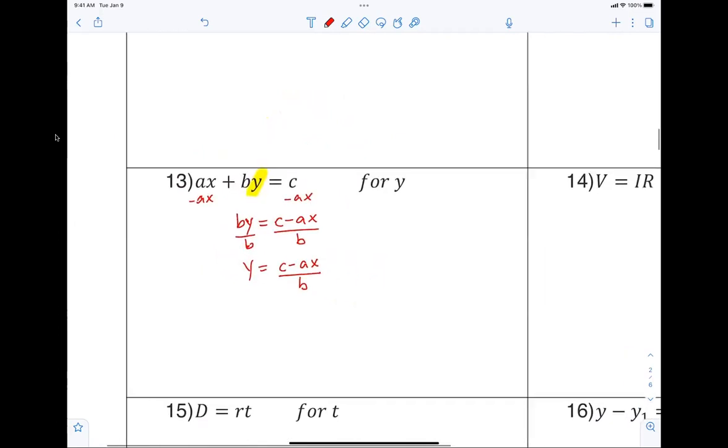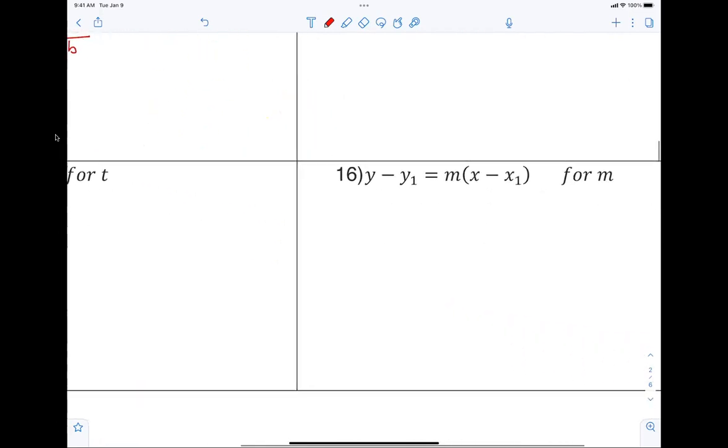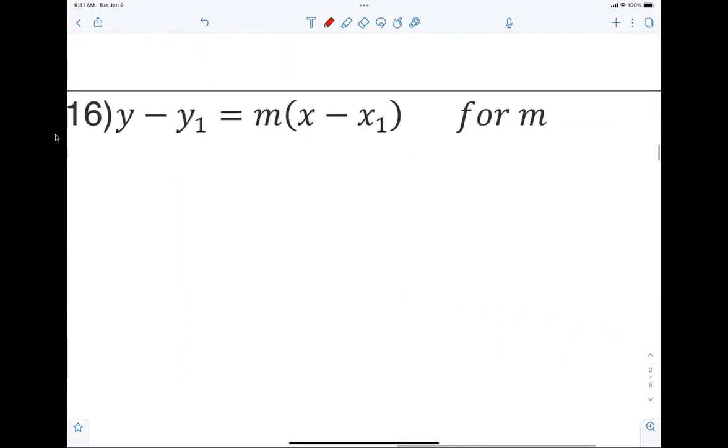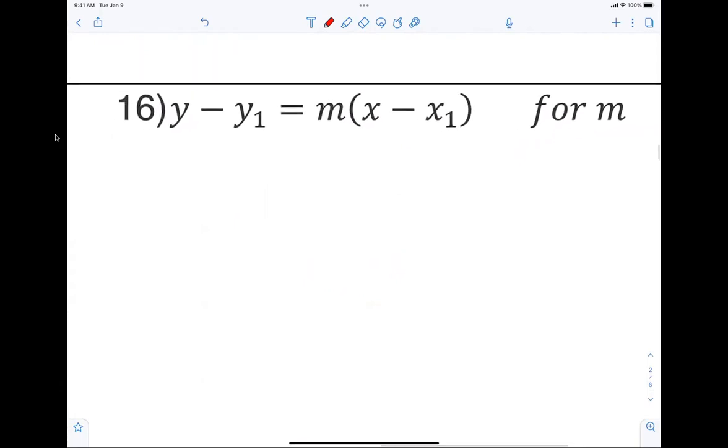All right. So with that, let's take a quick look at 16. Now highlight, or underline, what we're supposed to be solving for. We're solving for M. Anybody have a volunteer on this one?